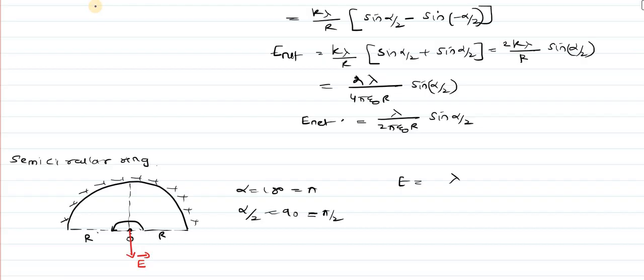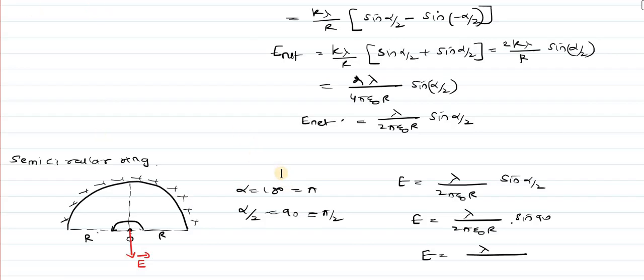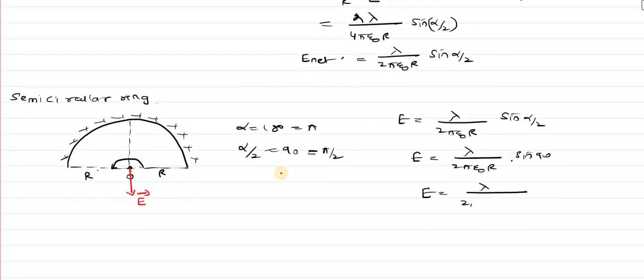Now E is nothing but lambda by 2 pi epsilon naught R into sine alpha by 2. So E will be equal to lambda by 2 pi epsilon naught R sine 90. Sine 90 is what? 1. So this value, due to the semicircular arc, is lambda by 2 pi epsilon naught R.